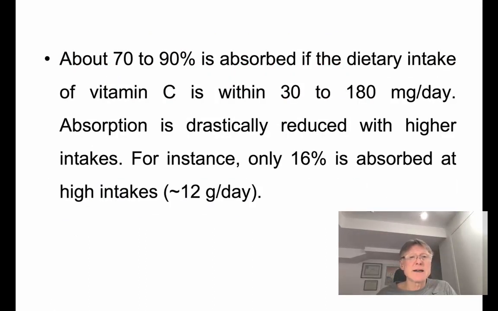So about 70 to 90% is absorbed if the dietary intake of vitamin C is within 30 to 180 milligrams per day. So that's usually the range of vitamin C that you can absorb from the diet on a day-to-day basis. And if you take in a lot more, absorption is reduced. So absorption is drastically reduced with higher intakes. For instance, only 16% is absorbed at high intakes if you take 12 grams per day.